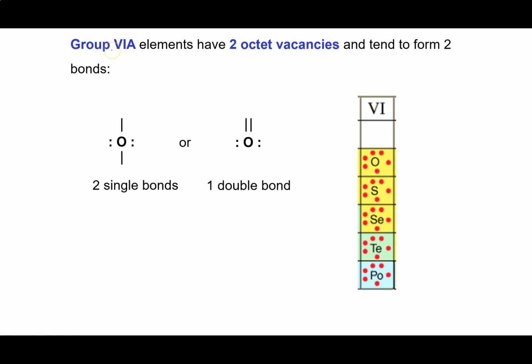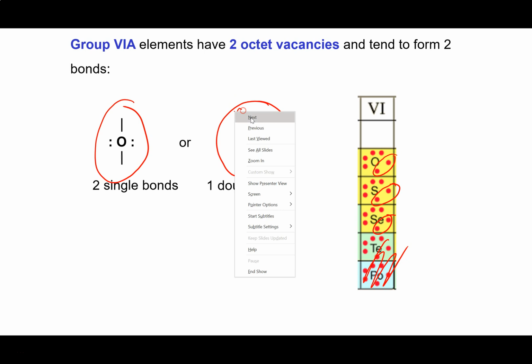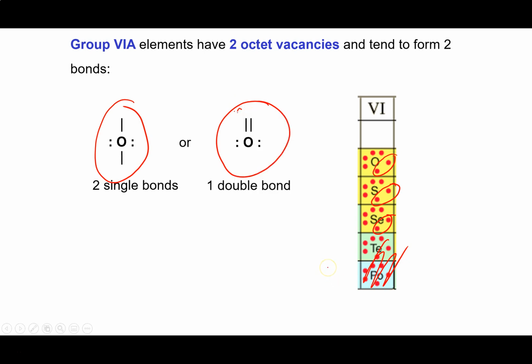So in group 6A, all of the atoms in here have 2 octet vacancies. Covalent bonding only occurs for the nonmetals, so we're just going to focus on the nonmetals. Common bonding patterns for the atoms in group 6A are to form 2 single bonds or 1 double bond. These atoms can't form a triple bond.